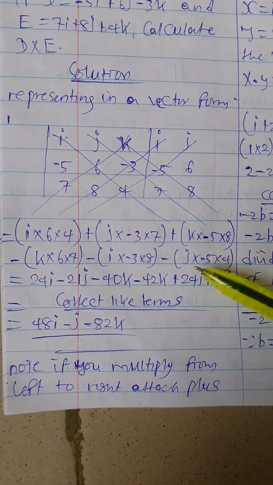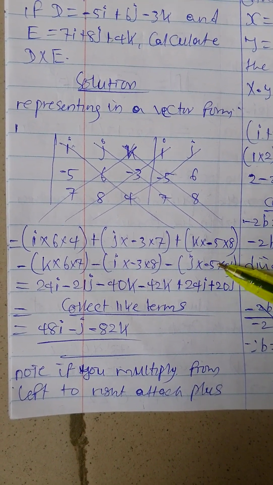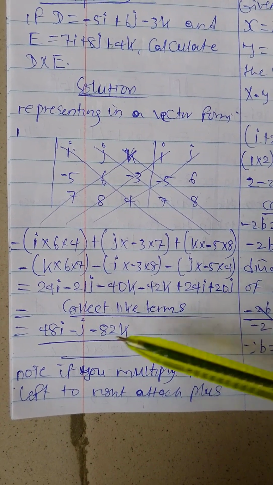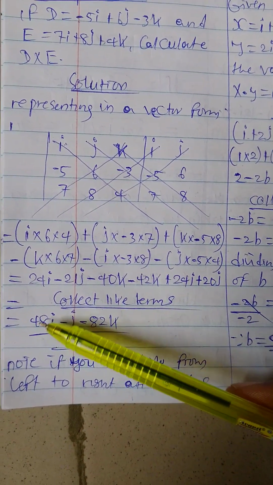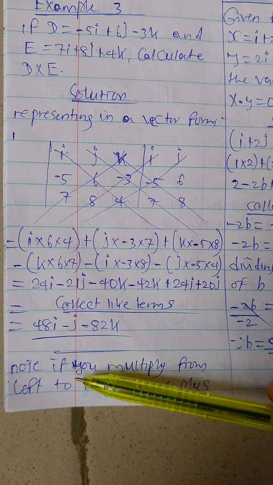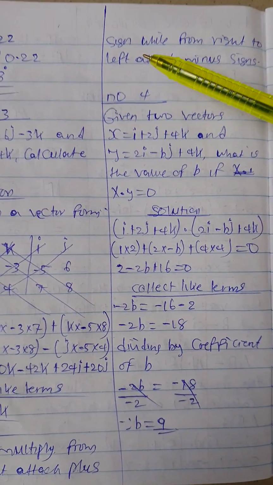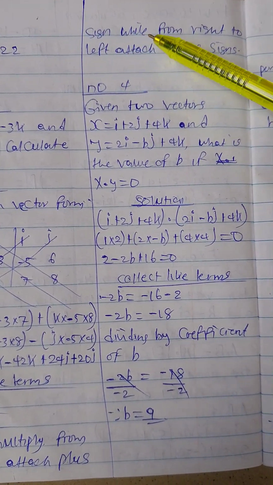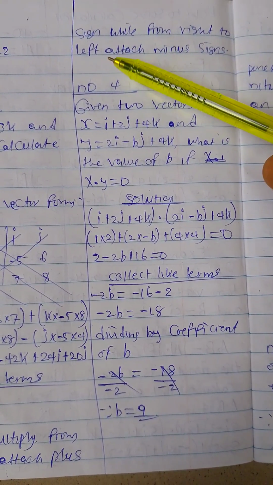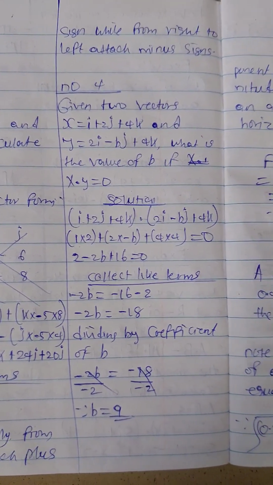And we have this j times minus 5 times 2 will give you what? Will give me minus 20j, and minus times minus will give you what? Plus 20j. So therefore, if you collect like terms, that becomes 48i minus j minus 24 minus 82k. Now note that if you multiply from left to right, you attach a plus sign, and from right to left you attach a minus sign. This is very simple.